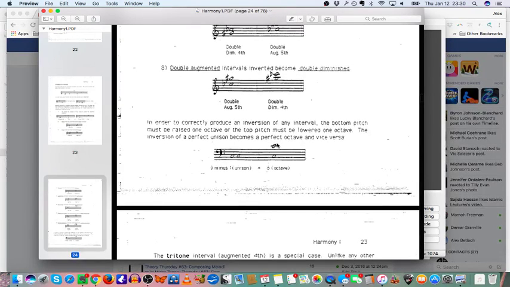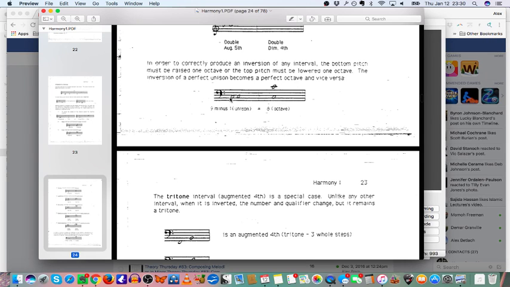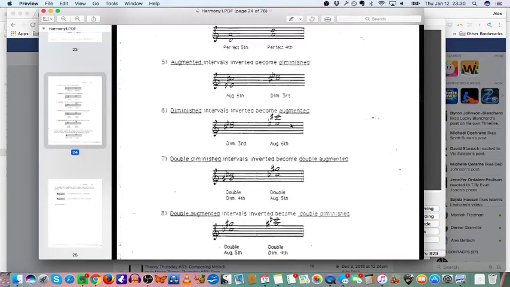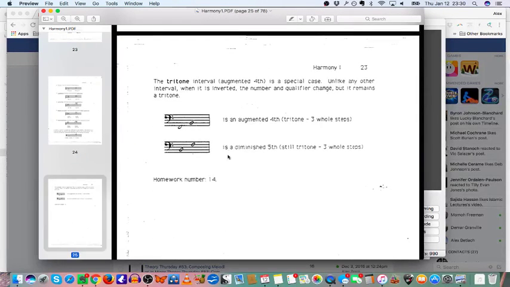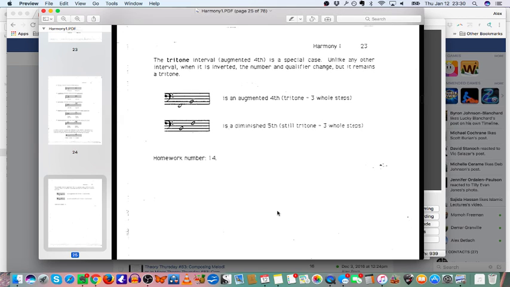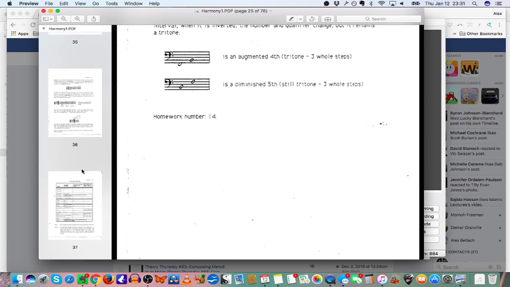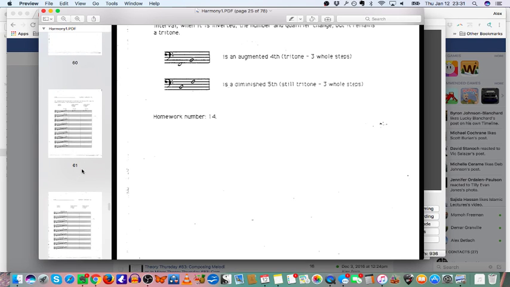Okay? Pretty easy. In order to correctly produce an inversion of any interval, the bottom pitch must be raised 1 octave, or the top pitch must be lowered 1 octave. The inversion of a perfect unison becomes a perfect octave, and vice versa. Okay, so here we have a perfect unison. Take one of the notes up an octave, it becomes an octave. The only exception to all these rules, where the notes change, is the interval of a tritone, that is an augmented fourth. When you invert it, it's still a tritone. Like here we got an F and then a B. Invert it, it's still a B and an F. Okay, all right, just memorize those rules. Remember the subtracting from 9 idea, and those are pretty much the biggest takeaways here.